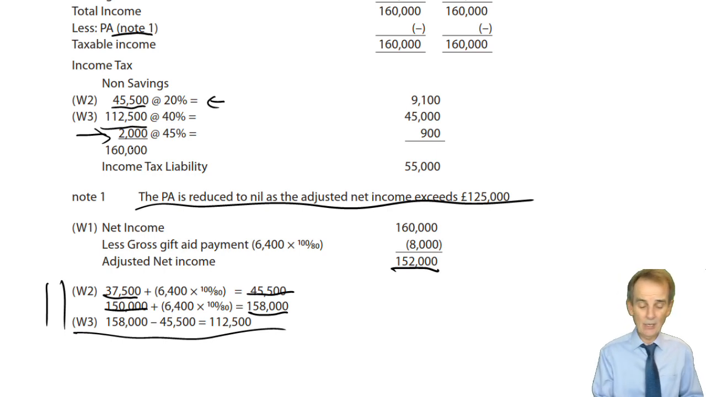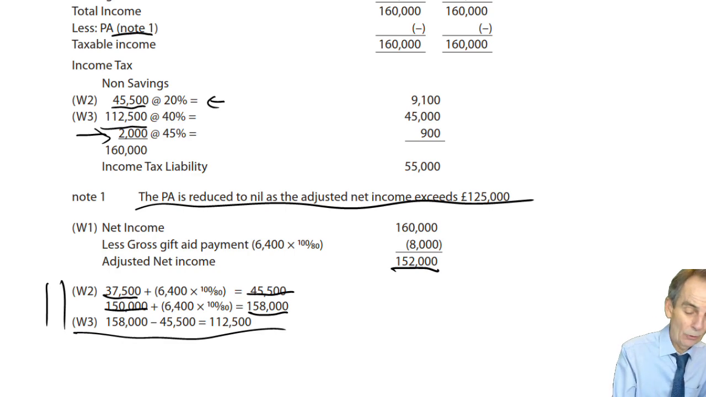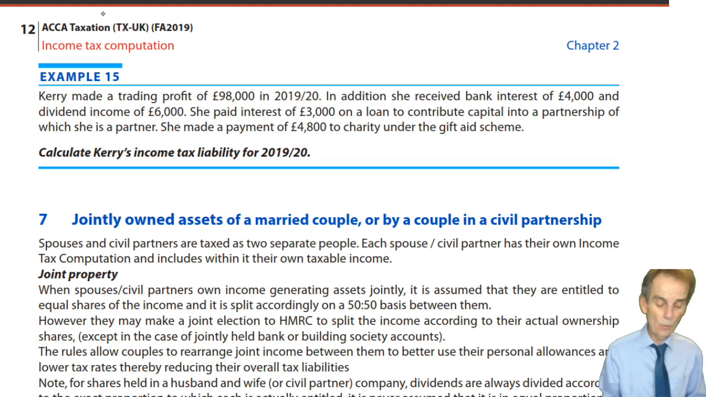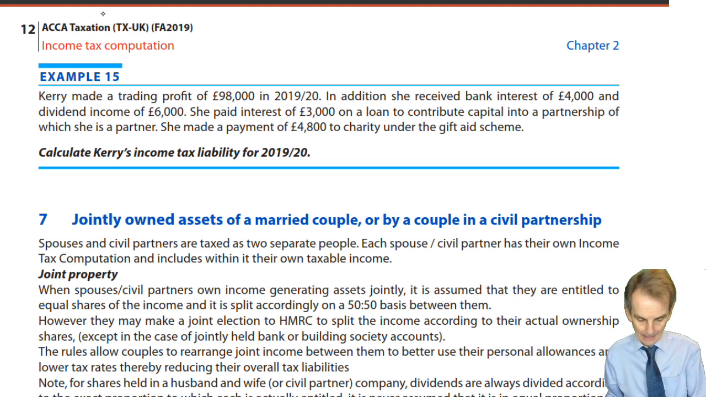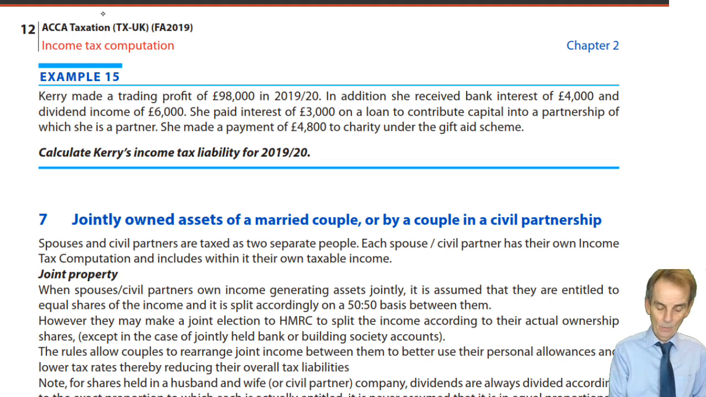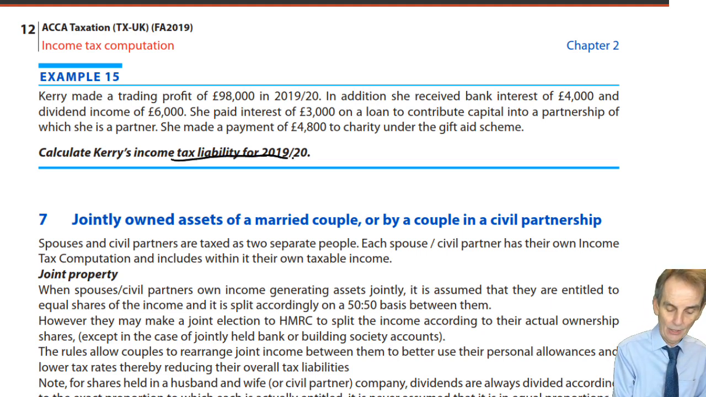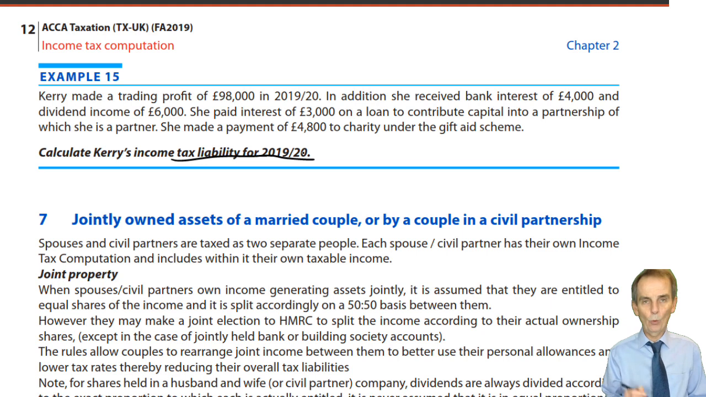Okay, hopefully again no problems there. We're almost at the end of this rather long lecture, but there's a little bit of homework that I want you to do before next time. That's example 15, where again we need the income tax liability, but it's a bit more interesting question for you to have a go at. Clearly, it's going to involve the gift aid payment.